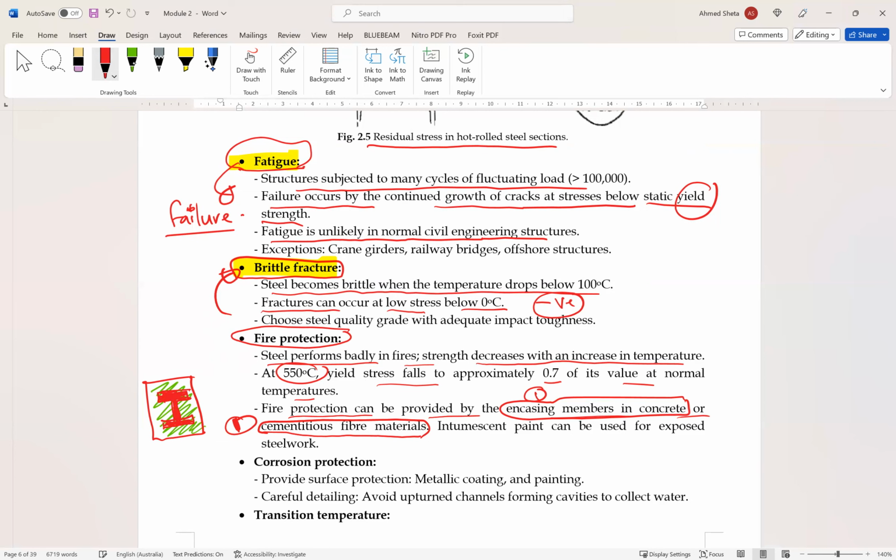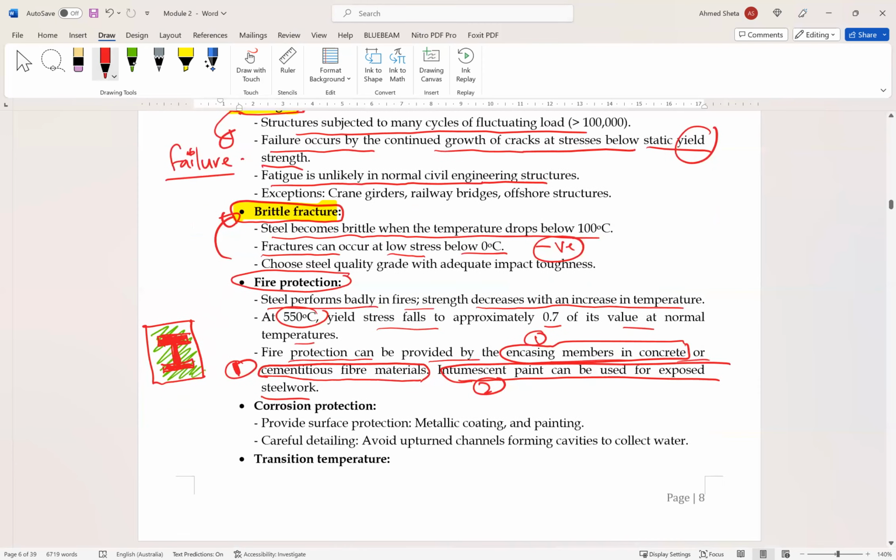The other option is painting to the exposed steel work. So intermittent paint, this type of painting helps the steel to resist fire better. The next property is the corrosion protection.